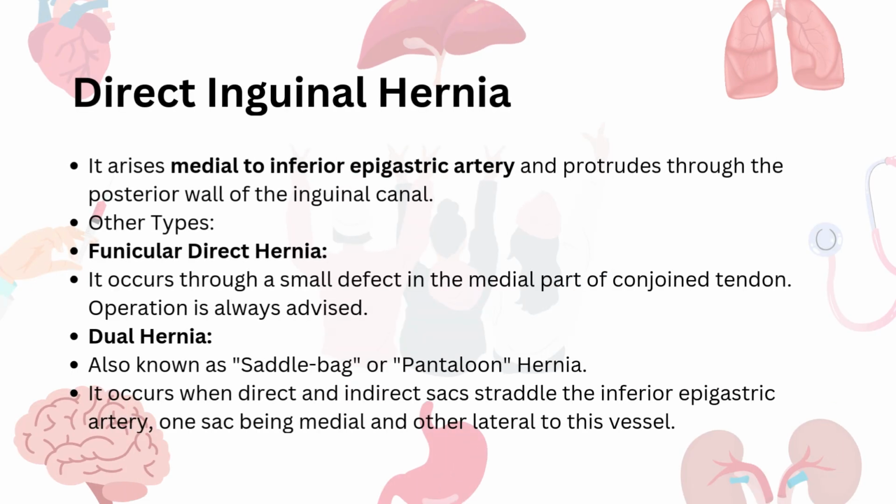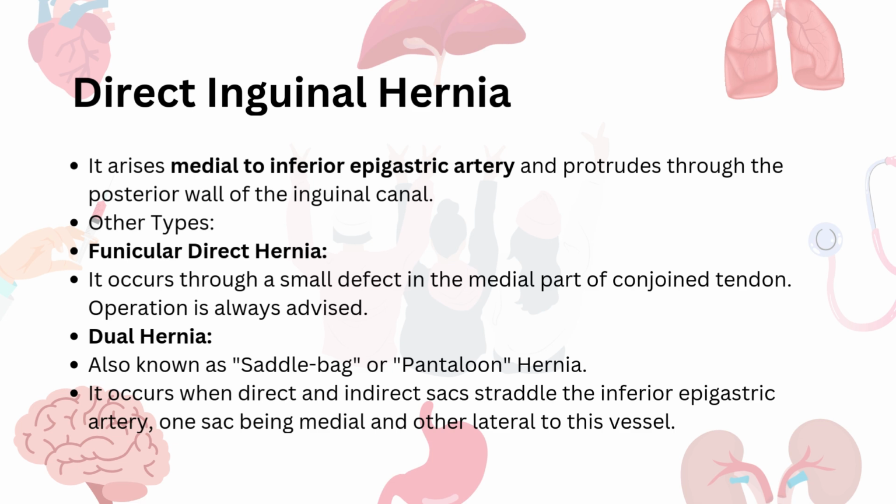And then other types of the direct inguinal hernia would be funicular direct hernia and the dual hernia. The funicular direct hernia is a narrow necked hernia with a prevesical fat and a portion of the bladder. It occurs through a small defect in the medial part of the conjoined tendon. Operation is always advised. So, whenever comes the funicular direct hernia, it is in the medial part of the conjoined tendon, and there is a portion of the bladder which is herniated.